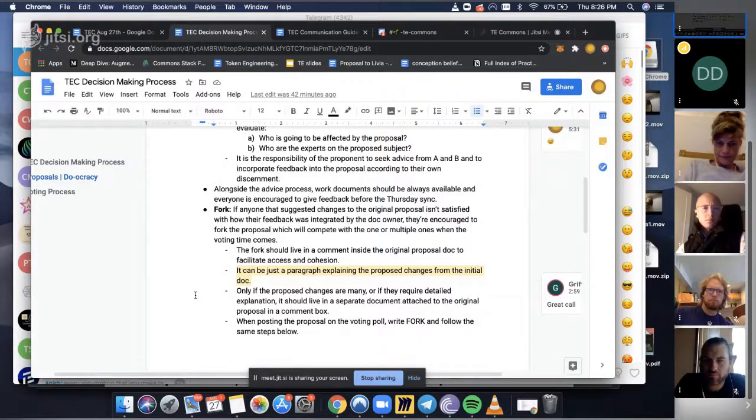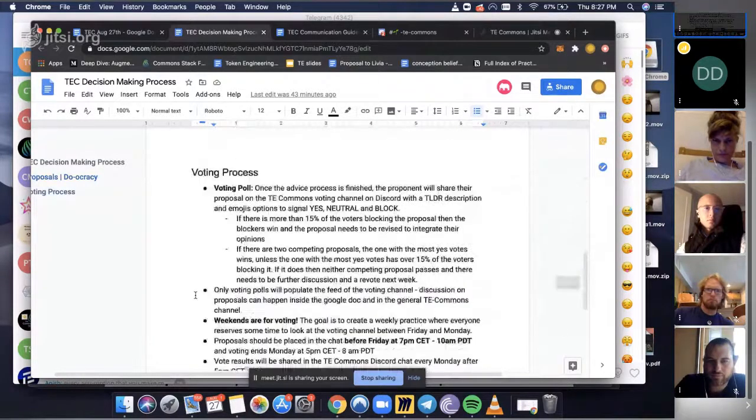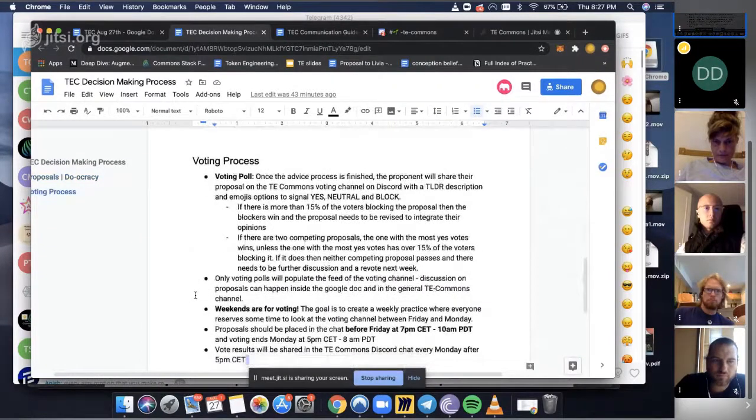So now we're proposing to have the fork as a paragraph explaining the proposed changes, or if it's something more detailed, to have another document explaining everything, but linked to the original proposal. So it helps the coherence to see everything in the same place, and everything about that subject will live in the main proposal document. And then the voting process.